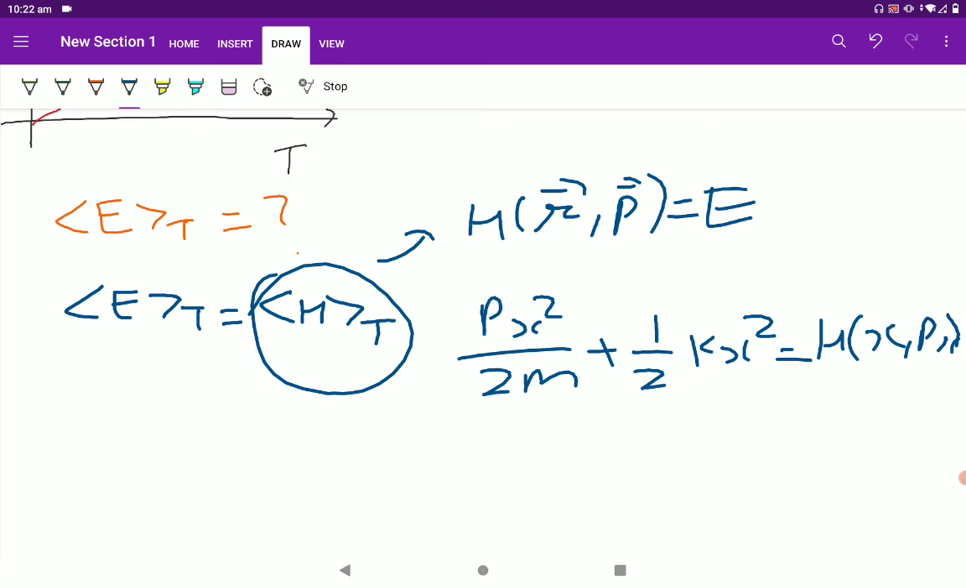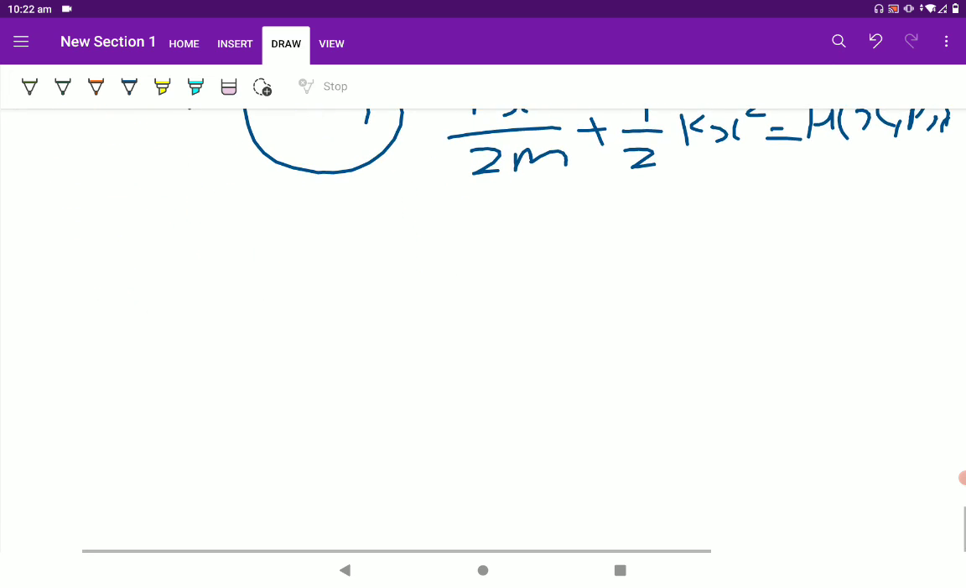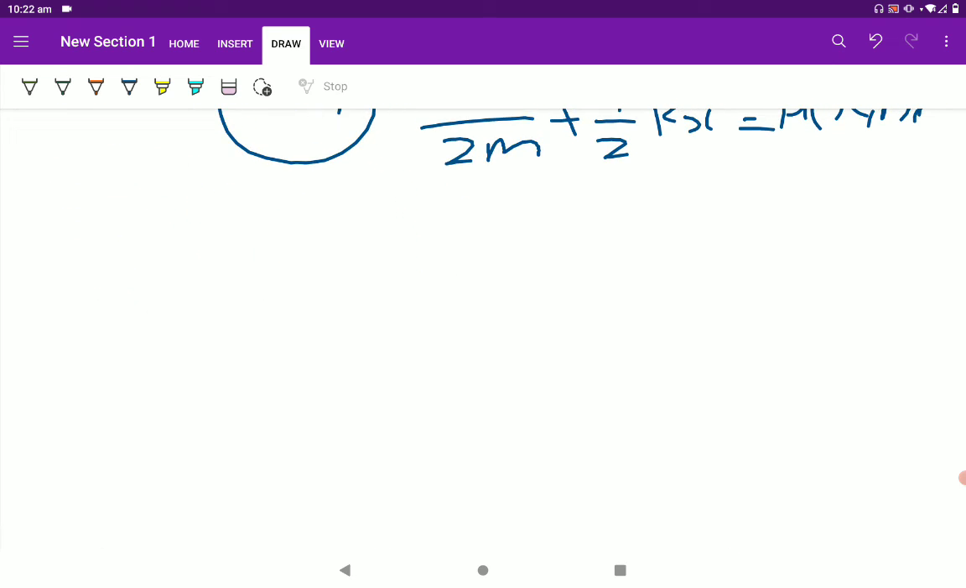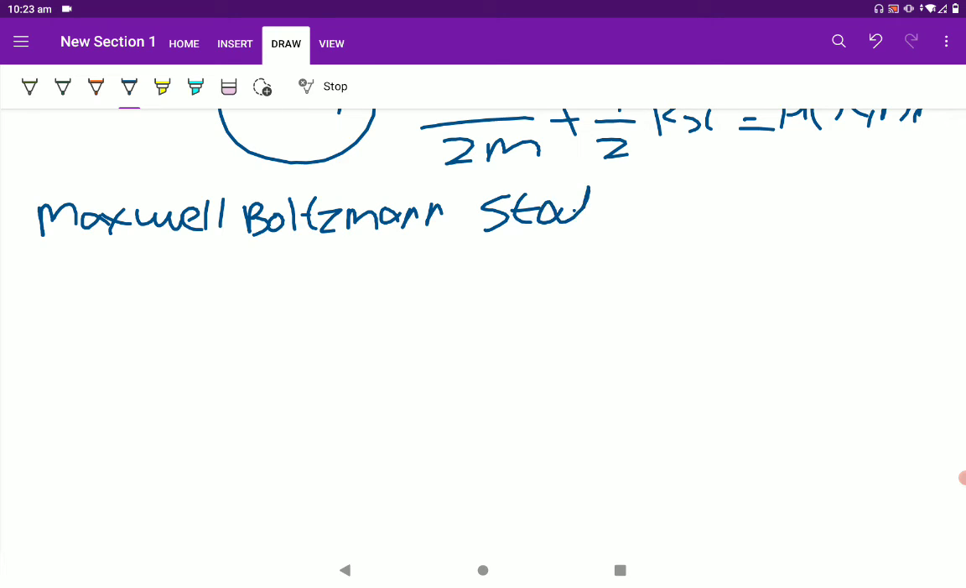So how do you calculate the average value of energy in a classical system? This is your next question. This is the thermodynamics of gas. So what is the statistical distribution function for energy in classical physics? That is Maxwell-Boltzmann statistics, where the probability is proportional to e power minus E by kT.